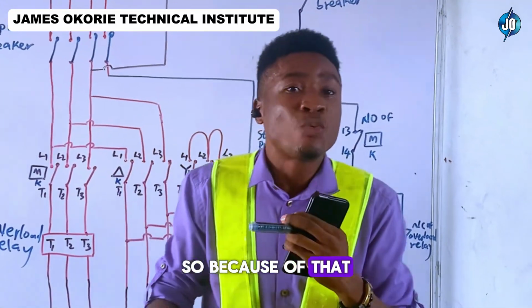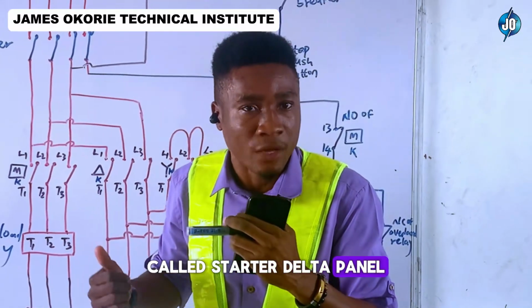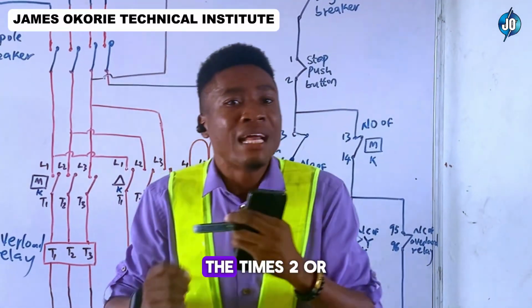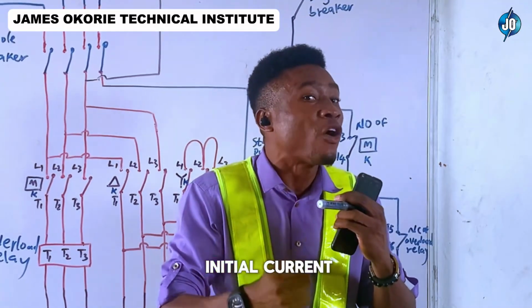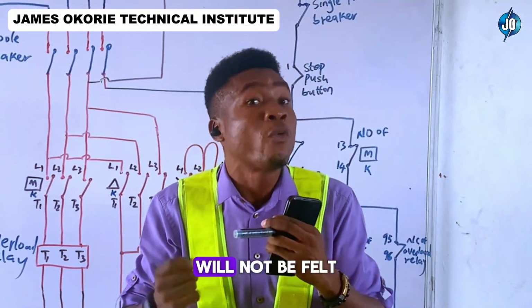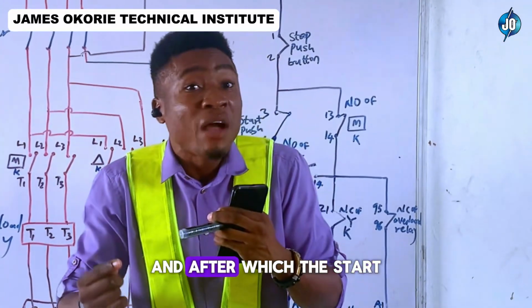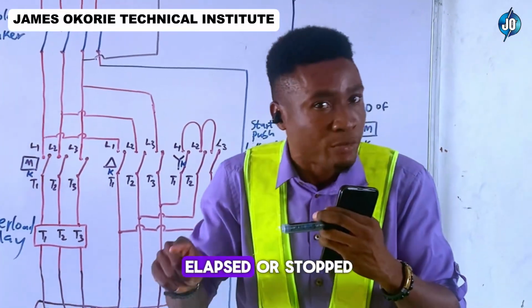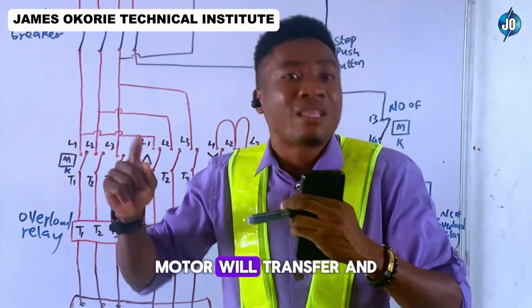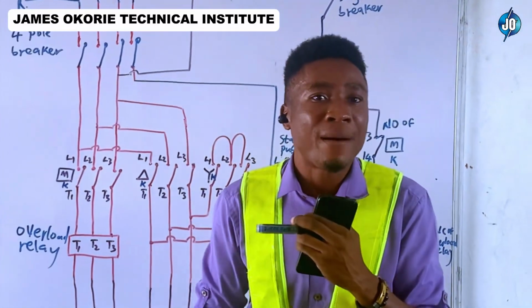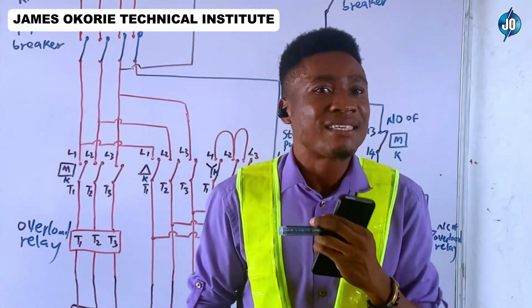So because of that, we designed a panel called star delta panel to enable this motor to start on a low speed. At that point in time, the times 2 or times 3 of the initial current, which we call the top current of the motor, will not be felt. And then it will gradually start, and after the top current has elapsed or stopped, it means that the motor will transfer and run on a very high speed. So this is how the star delta panel diagram is, and this is how we design a star delta panel.